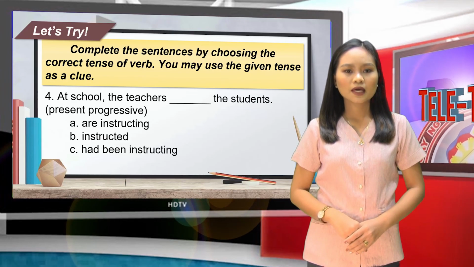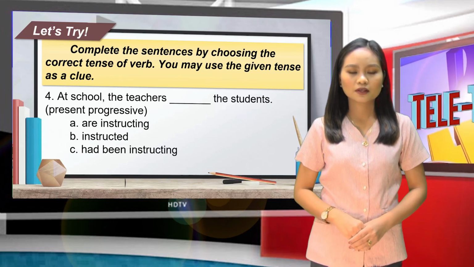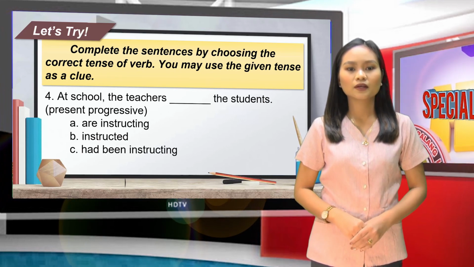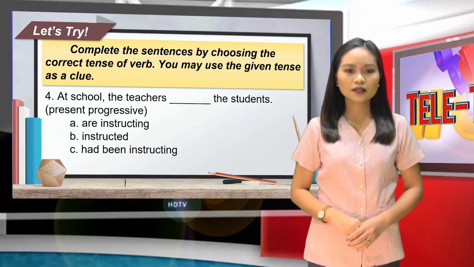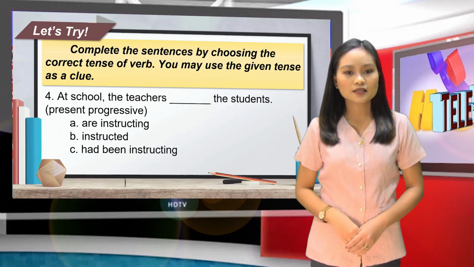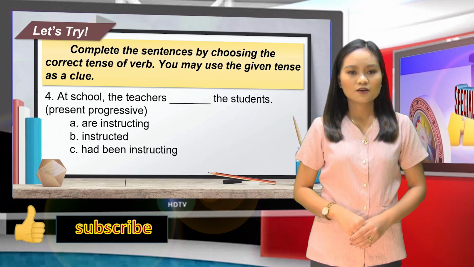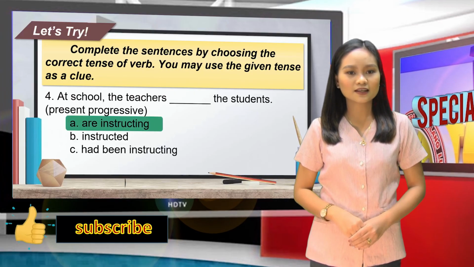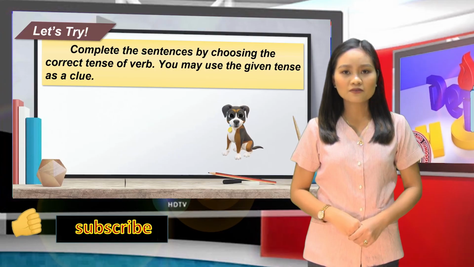Number 4. At school, the teachers blank the students. Here are your choices. Letter A. Are instructing. Letter B. Instructed. Letter C. Had been instructing. Very good. The answer is letter A. Are instructing.